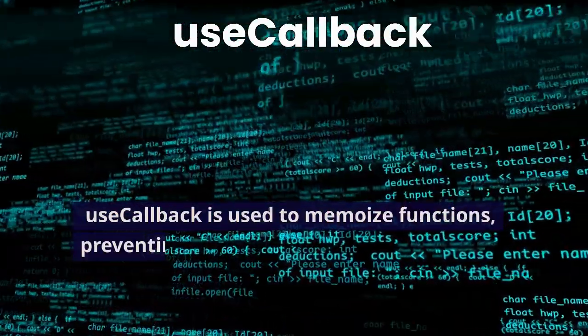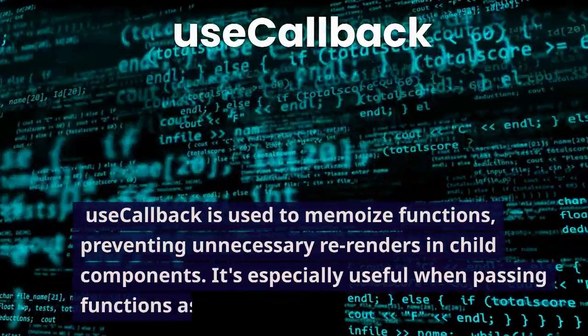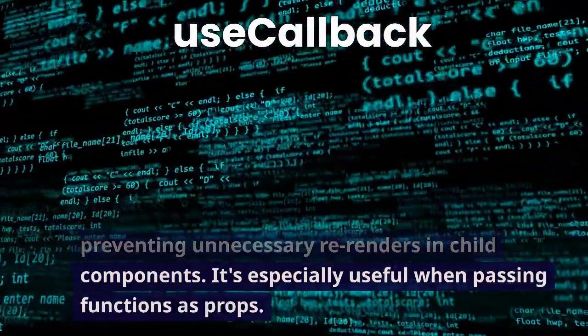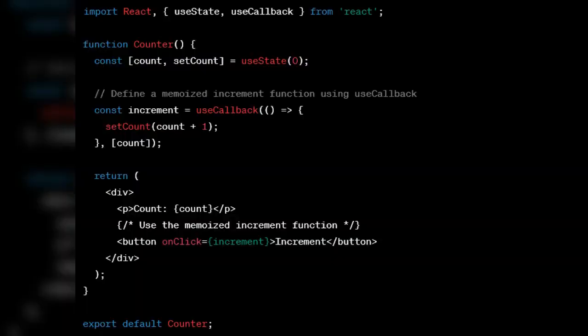useCallback is used to memoize functions, preventing unnecessary re-renders in child components. It's especially useful when passing functions as props. In this example, we have a React component called counter that maintains a count state. Inside this component, we use the useCallback hook to create a memoized function named increment. This increment function is responsible for increasing the count state when a button is clicked.